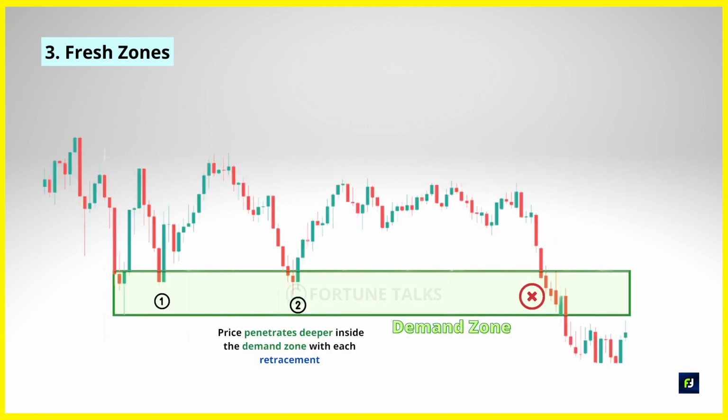Now consider another example where the price broke the demand zone after the second retracement. You can notice how the price penetrates deeper inside the demand zone with each retracement. This is a very good signal that the demand zone is no more valid and a potential breakthrough is expected. Now after the second retracement, the demand zone is no longer valid as the market imbalance shifted from demand to supply.